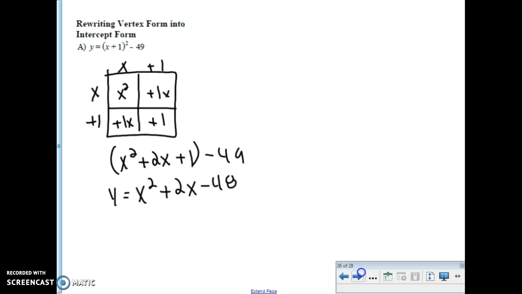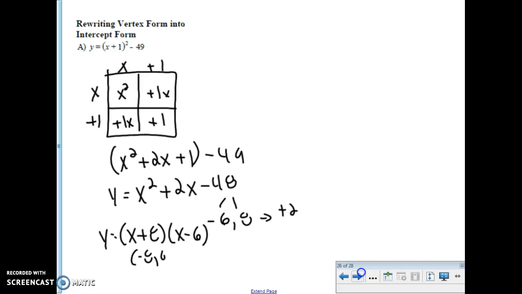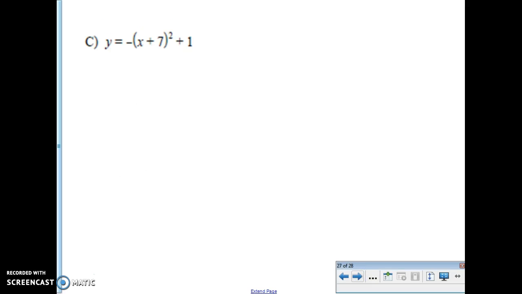So now I'm taking this negative 48 and breaking it up. I think it's negative 6 and positive 8. If I take negative 6 and positive 8, that gets me the positive 2 I'm looking for in the middle. So the factored out form would be x plus 8, x minus 6. So that tells me that my x-intercepts are at negative 8, 0, and 6, 0. Let's do one more, and then you guys will try some.